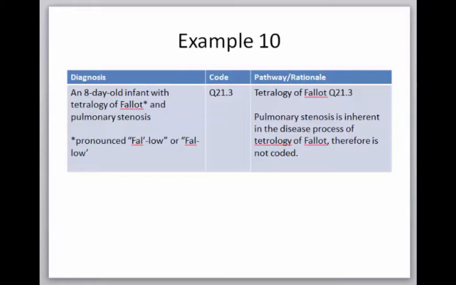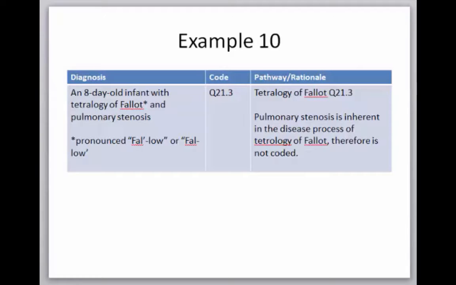If you notice in the guidelines in the front of Chapter 17, they're not numbered the same way as some of the other guidelines because they're just very general. A couple that I've chosen to highlight, and one is the tetralogy of Fallot, and I have here it's pronounced either Fallot or Fallow, depending on how your doctor or your hospital pronounces it. Main thing is that ending T is not pronounced. And pulmonary stenosis is inherent in this disorder.